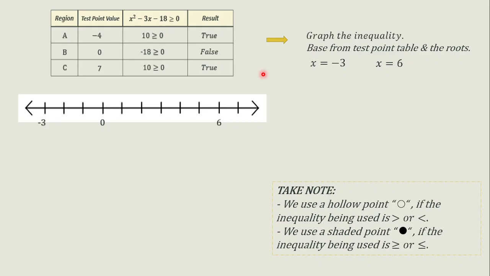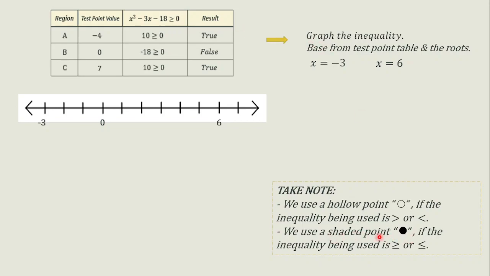Why do we use a shaded point? Because it is equal, it means it is included in the solution set. So let's plot the points now. Again, the first point is x equals negative 3. Check the quadratic inequality given in the problem, which we can see in column 3 or in the problem itself: x squared minus 3x minus 18 is greater than or equal to 0. Because it is greater than or equal to, we are going to use a shaded point.